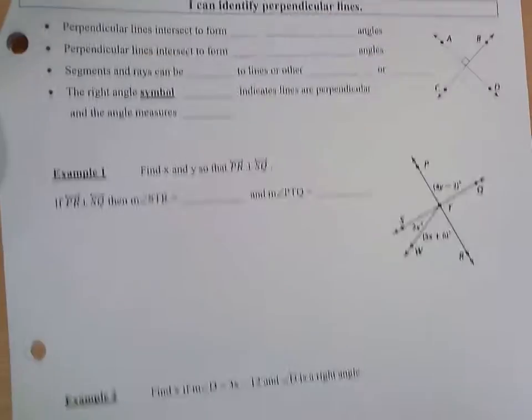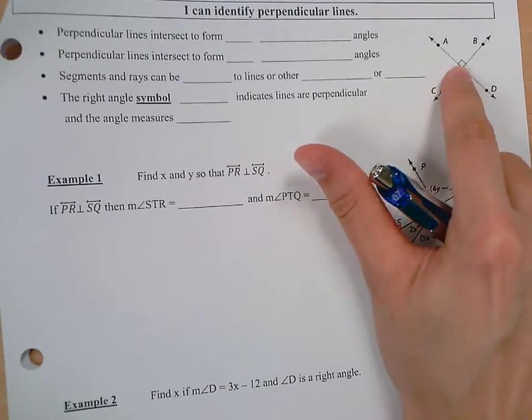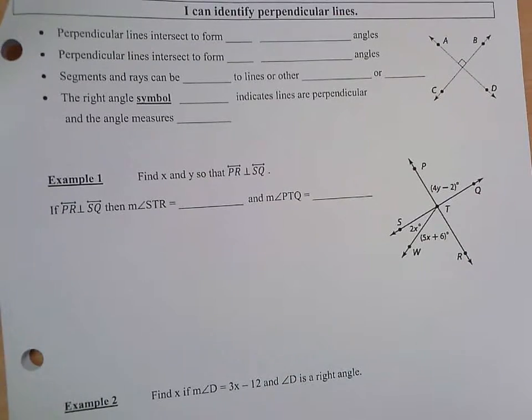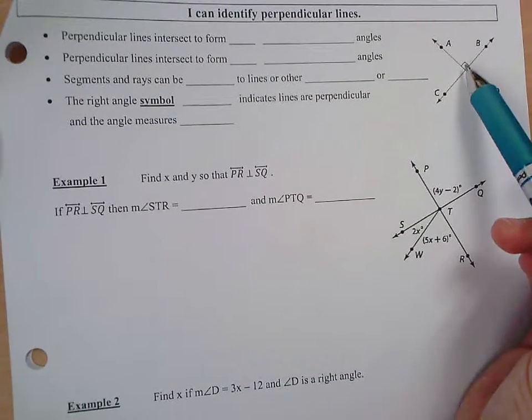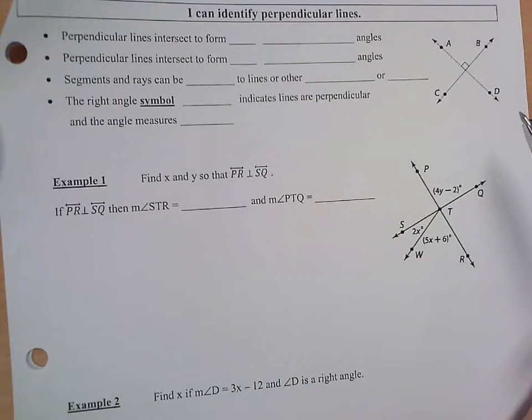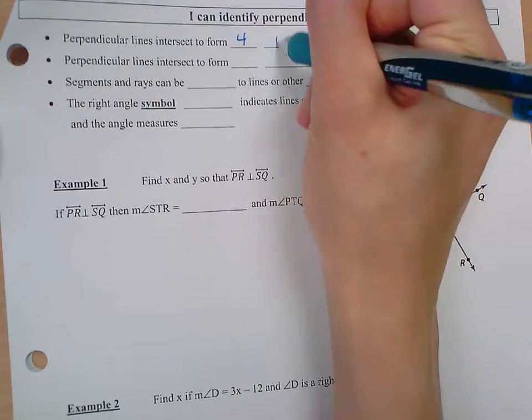Yes, so perpendicular lines, when they intersect, the key is that they're forming 90-degree angles or right angles. And now even on this picture, even though only one 90-degree angle is labeled, all 4 of these are actually 90 degrees. If you know that you have intersecting lines and one of the angles is 90, then you know all 4 of them are 90. So perpendicular lines intersect to form 4 right angles.